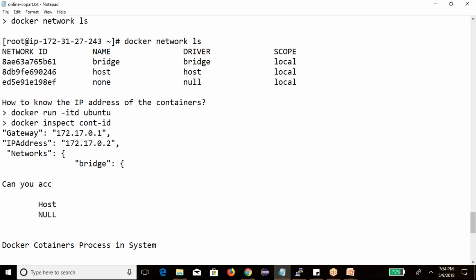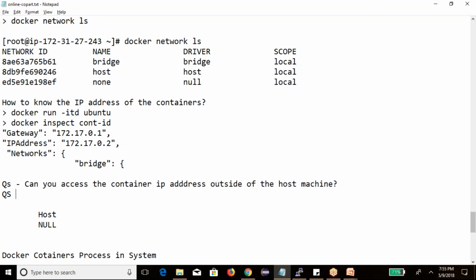Can you access, the question is, let me write this question also. Can you access these IP addresses from outside? Container IP address, outside of the network, the host machine. Is that correct? Yeah. I'll answer this one. Any other questions?